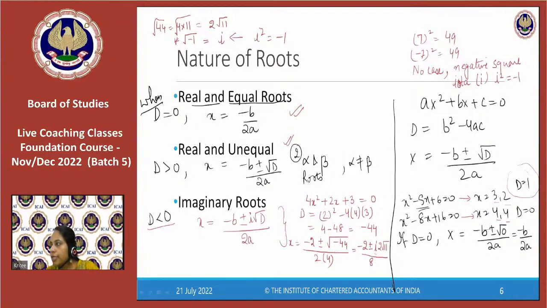Kondhare is asking, can we write 2 root 11 iota? Yes. You can write this as 2 root 11 iota. Yes, this is also correct. 2 iota root 11 is correct. Iota 2 root 11 is correct. These are all correct. You can use any of them.